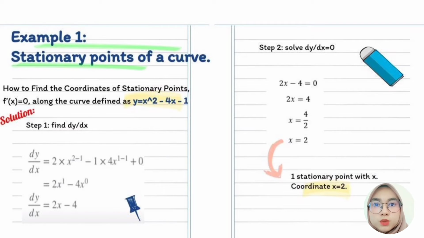We move on to step 2, and in step 2, we need to solve the following equation: dy/dx equal to 0. Remember, at the stationary point, the derivative function is equal to 0. So we need to solve 2x minus 4 equal to 0, which leads to 2x equal to 4, and finally x equal to 4 over 2. In other words, x equal to 2, and that's the end of step 2. At this stage, we can state the curve has one stationary point and its x coordinate is 2.